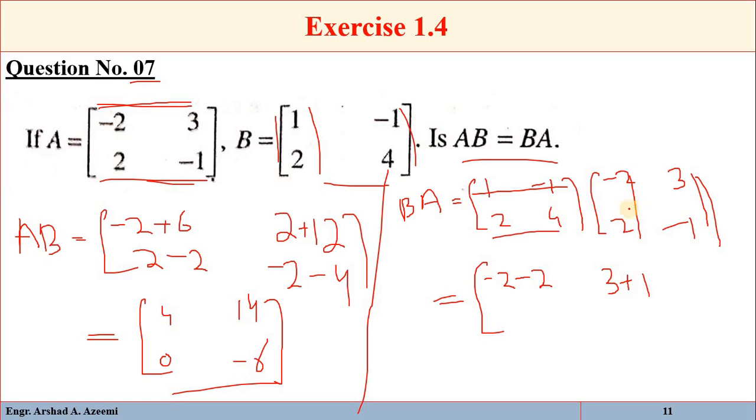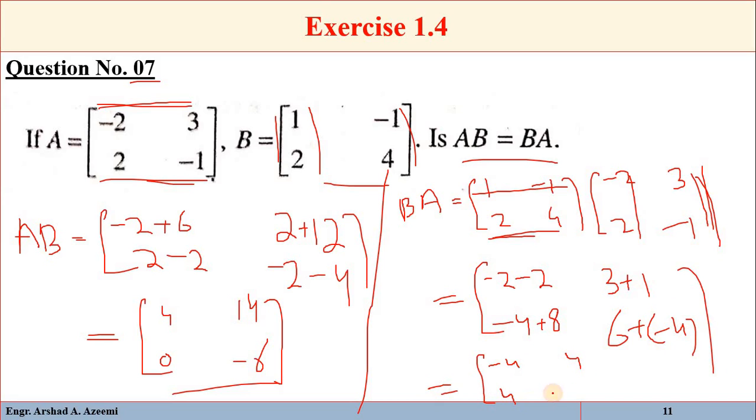Second row with first column, so 2 multiplied by minus 2, so that is minus 4. 4 multiplied by 2, so that is 8. Now second row with second column, 2 multiplied by 3, that is 6. 4 multiplied by minus 1, so that is minus 4. Now just simplify it. So minus 4, 4, 4 and 2.